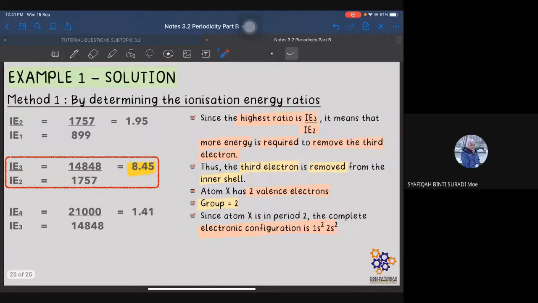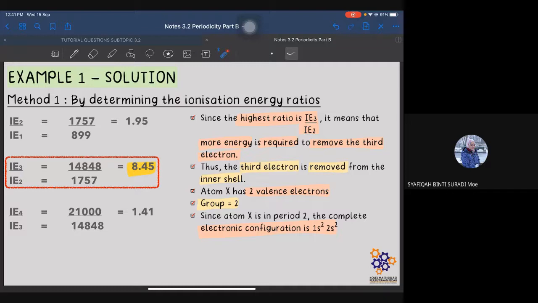Okay. Now kita tengok method 1. Kita nak guna IE punya ratio. So IE punya ratio, okay, pertama kita ada 4 IE kan. So second IE divide by first IE, dapatlah ratio kita 1.95. And then third IE divide by second IE, dapatlah ratio kita 8.45. And then the fourth IE divide by third IE, dapatlah 1.41 ratio kita. So if you look at here, kita nak cari yang ada sudden increase kan, sebab kita nak tahu yang kalau ada sudden increase tu maksudnya dia inner electron. So kita boleh tahu dia punya number of valence electron.